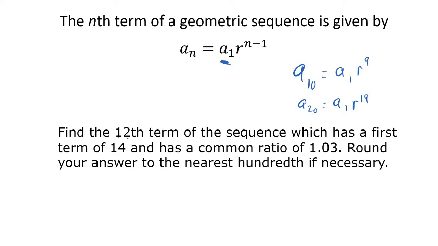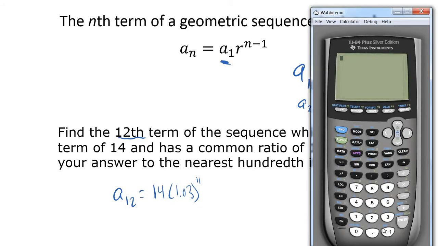So let's see an example. Find the 12th term. So we want a sub 12 of the sequence, which has the first term of 14, common ratio 1.03. So 1.03 to the, well, we're going to go to the 11th power, right? 12 minus 1. Now this is a calculator problem. Boy, I'm not going to do that in my head. So let's just plug in our calculator. So 14 times 1.03 to the 11th power.